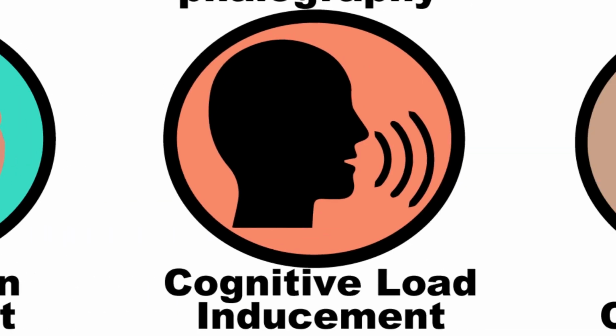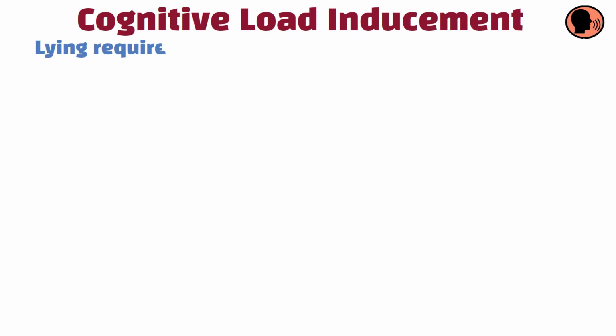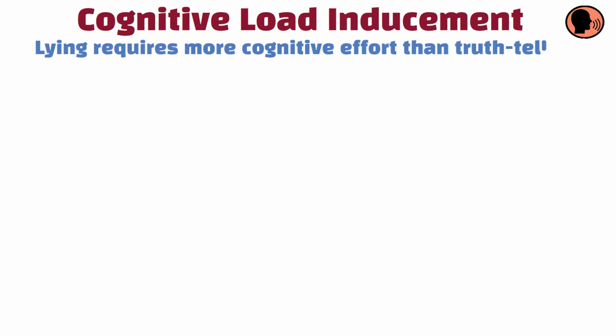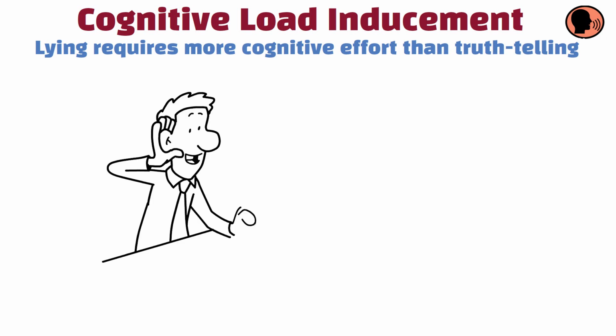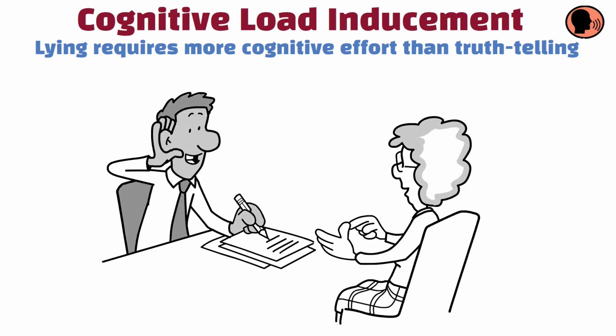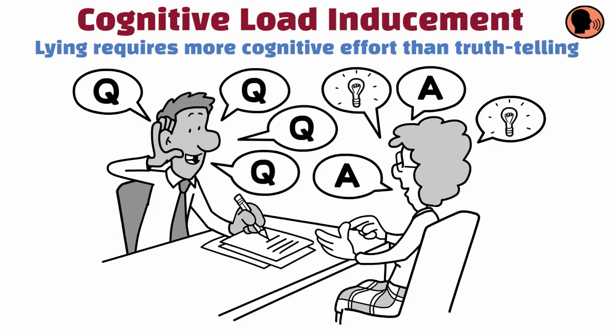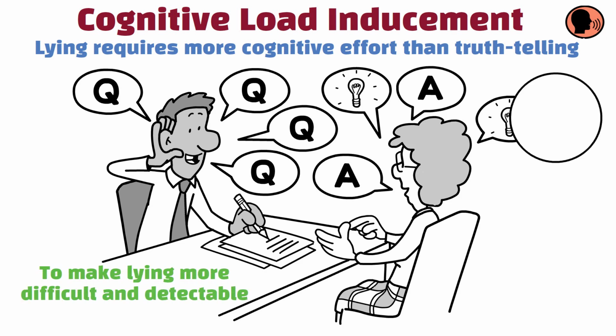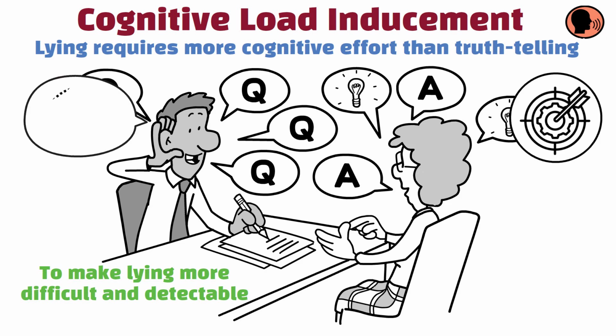Cognitive load inducement. This technique is based on the idea that lying requires more cognitive effort than truth-telling. Interviewers deliberately increase cognitive load, for example, by asking the subject to tell their story backwards to make lying more difficult and detectable. While this can be effective, it requires skilled interviewers and careful interpretation of responses.